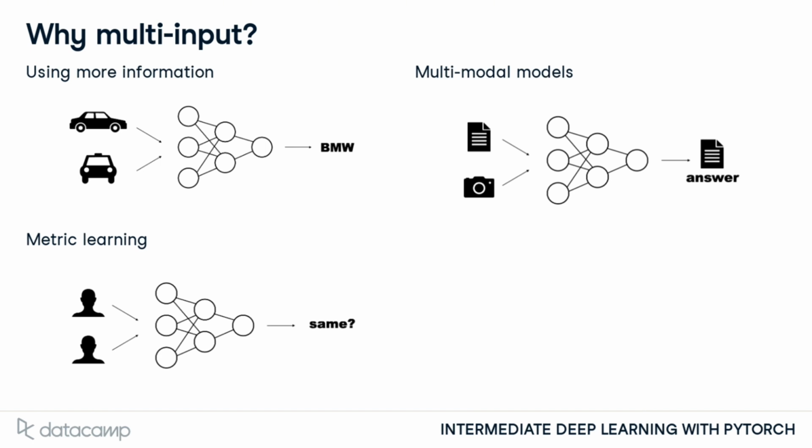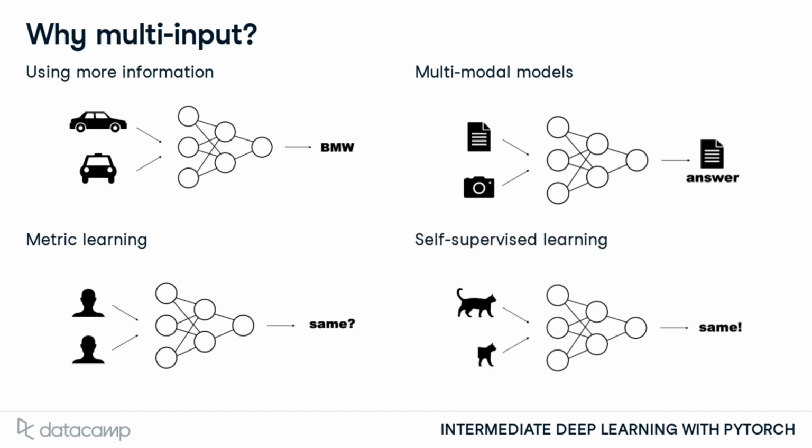Think about an automated passport control where the system compares our passport photo with a picture it takes of us. Finally, in self-supervised learning, the model learns data representation by learning that 2 augmented versions of the same input represent the same object.